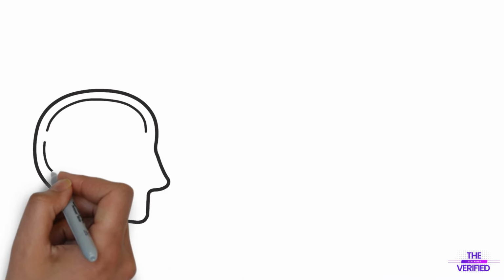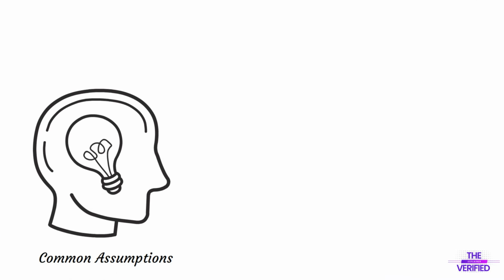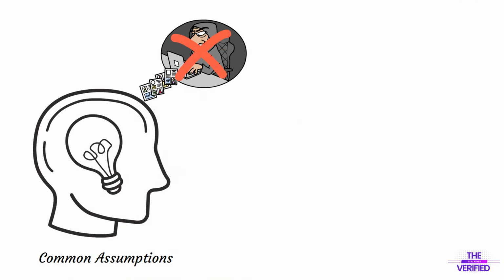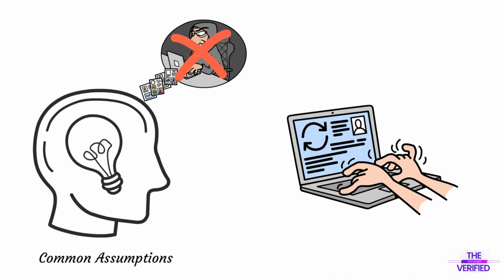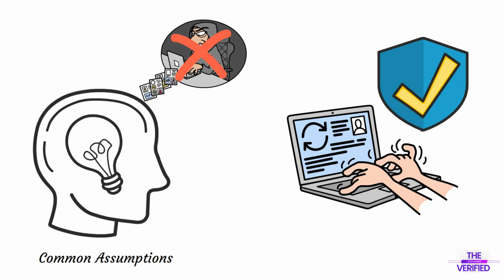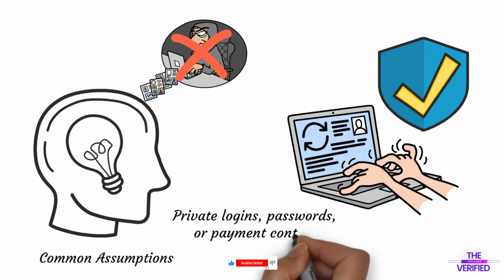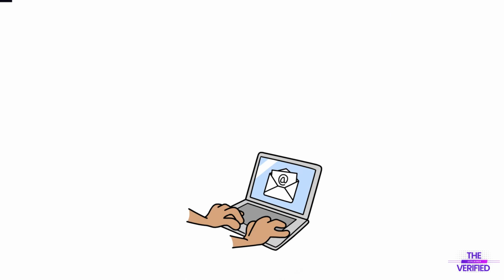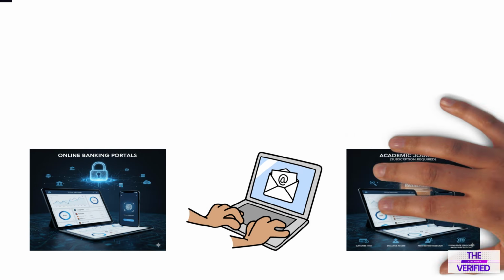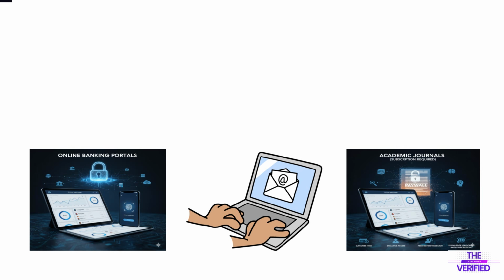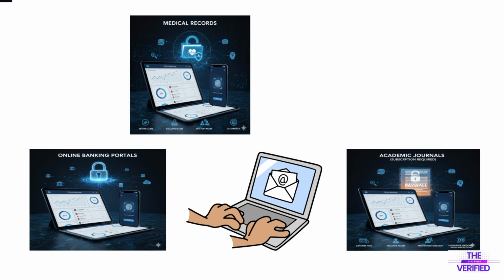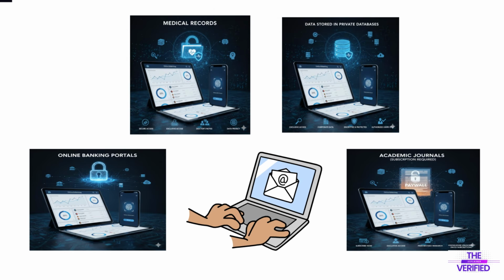Contrary to common assumptions, the deep web is not an inherently illegal or secret space. It is actually where most of the internet's content lives, safely kept behind private logins, passwords, or payment controls. This includes personal email accounts, online banking portals, academic journals that require a subscription, medical records, and data stored in private databases. When you check your bank balance, you are accessing the deep web, not the surface web.